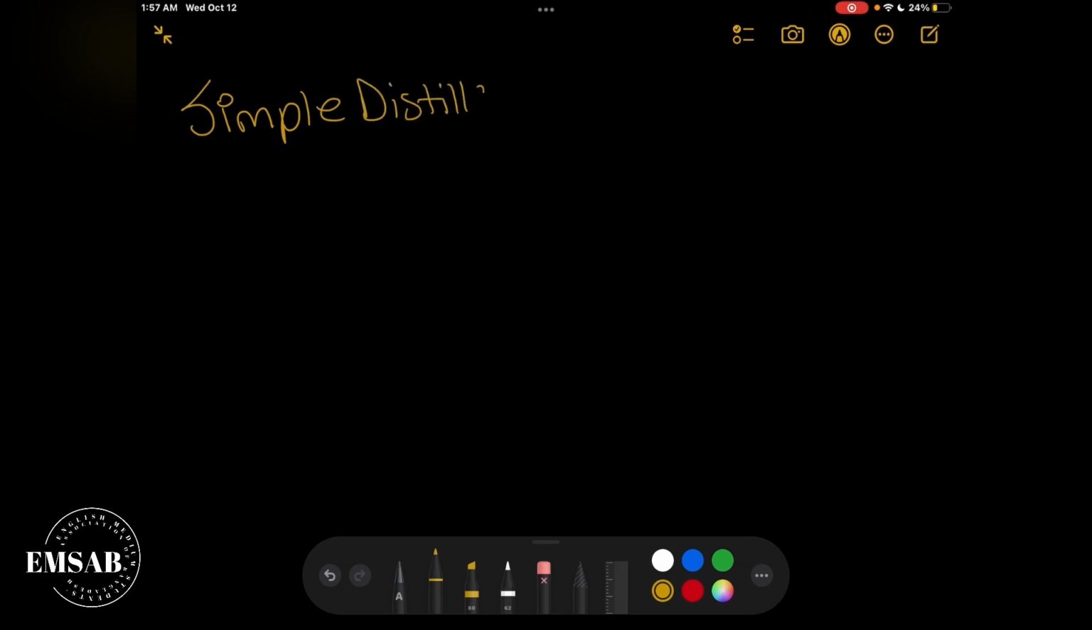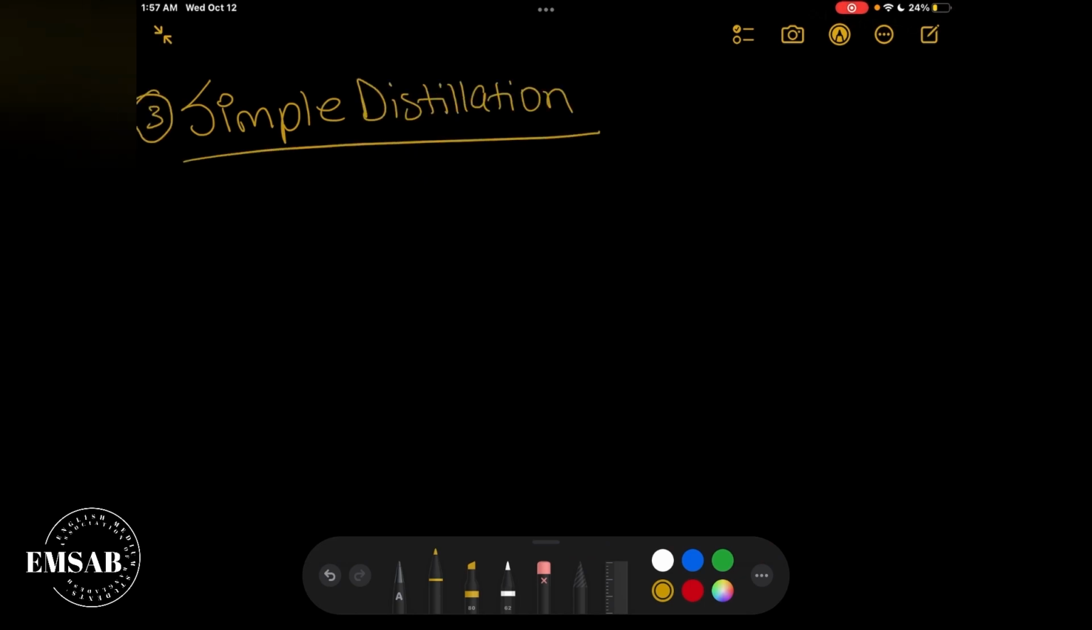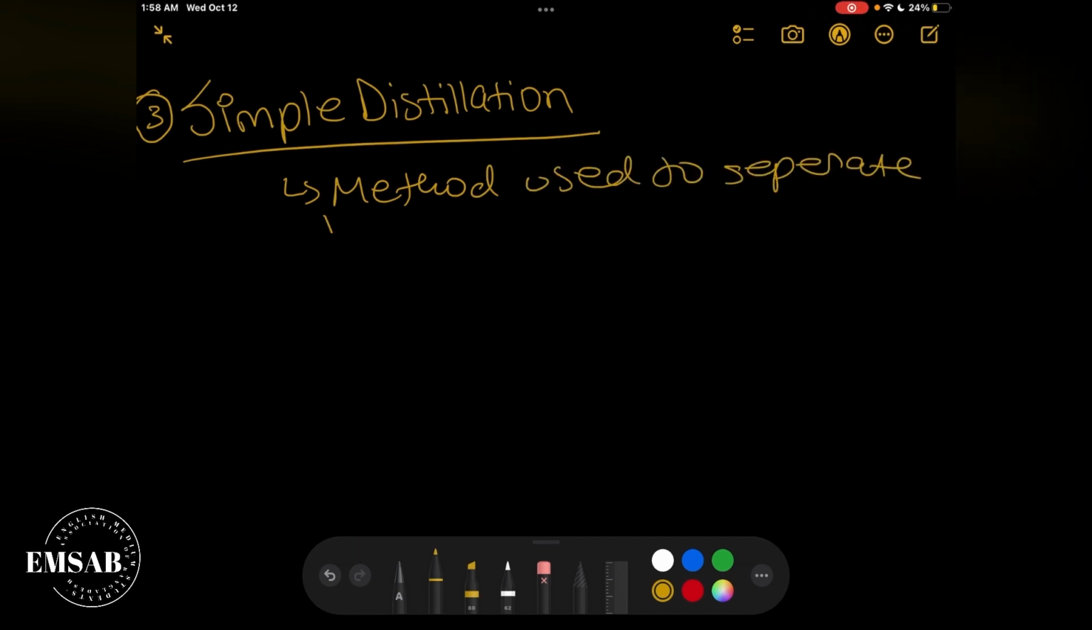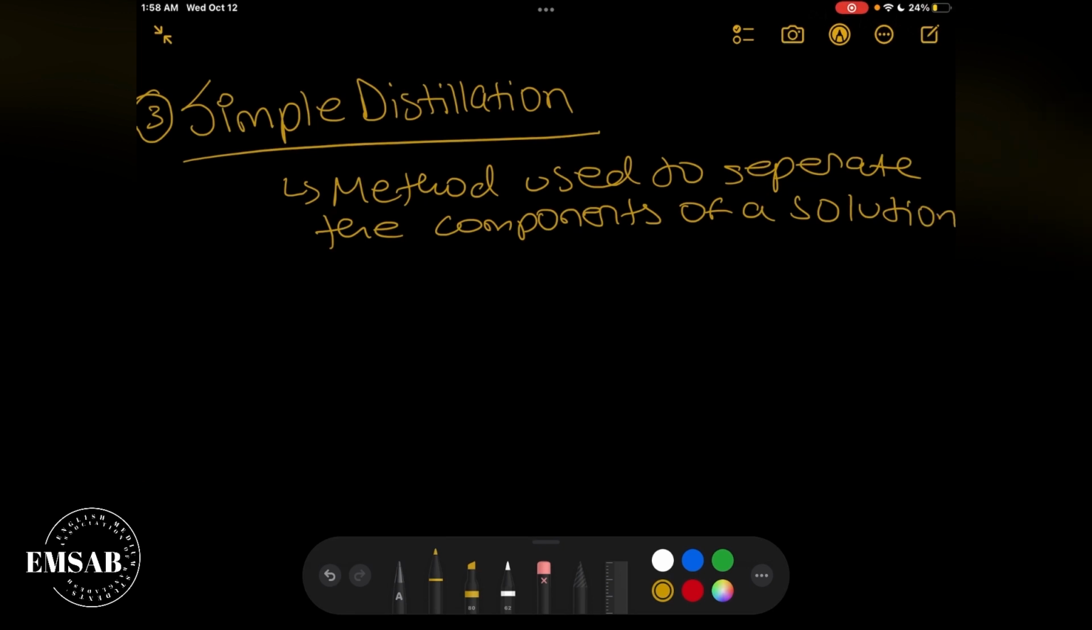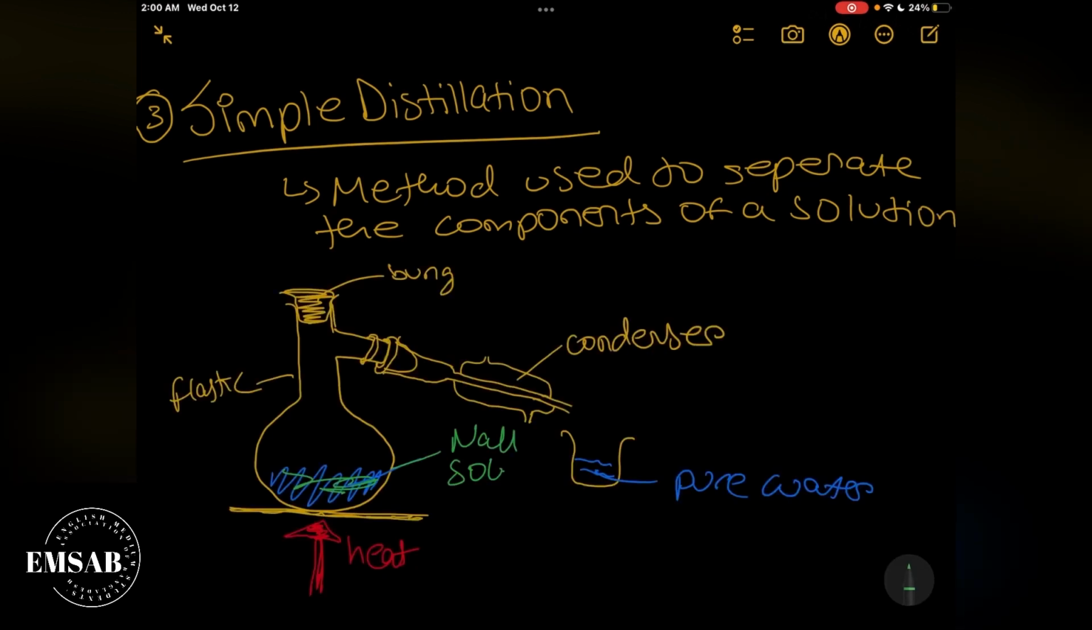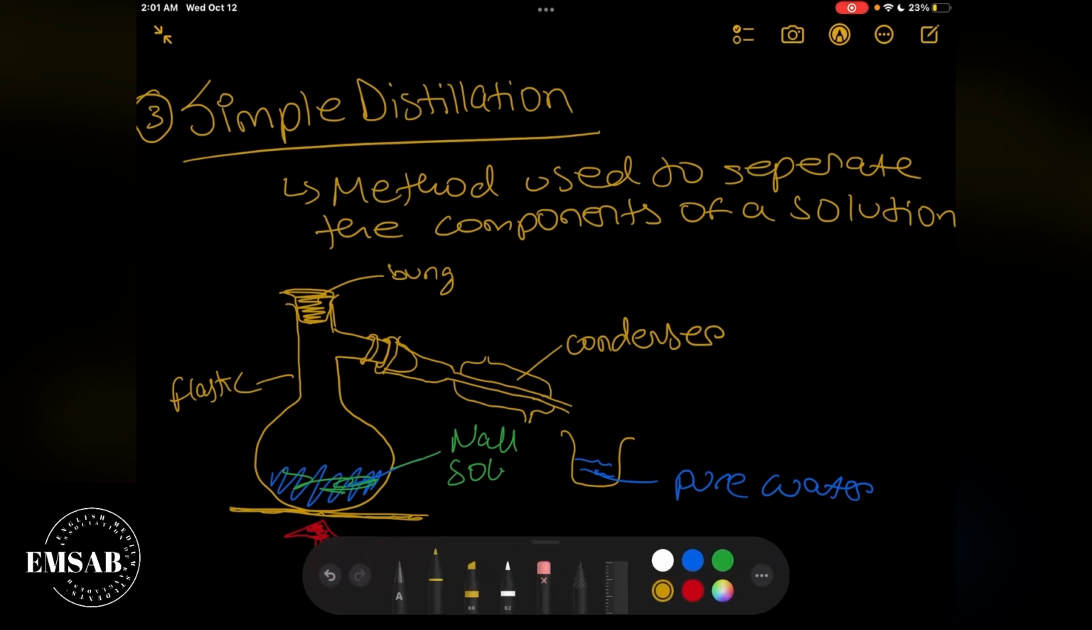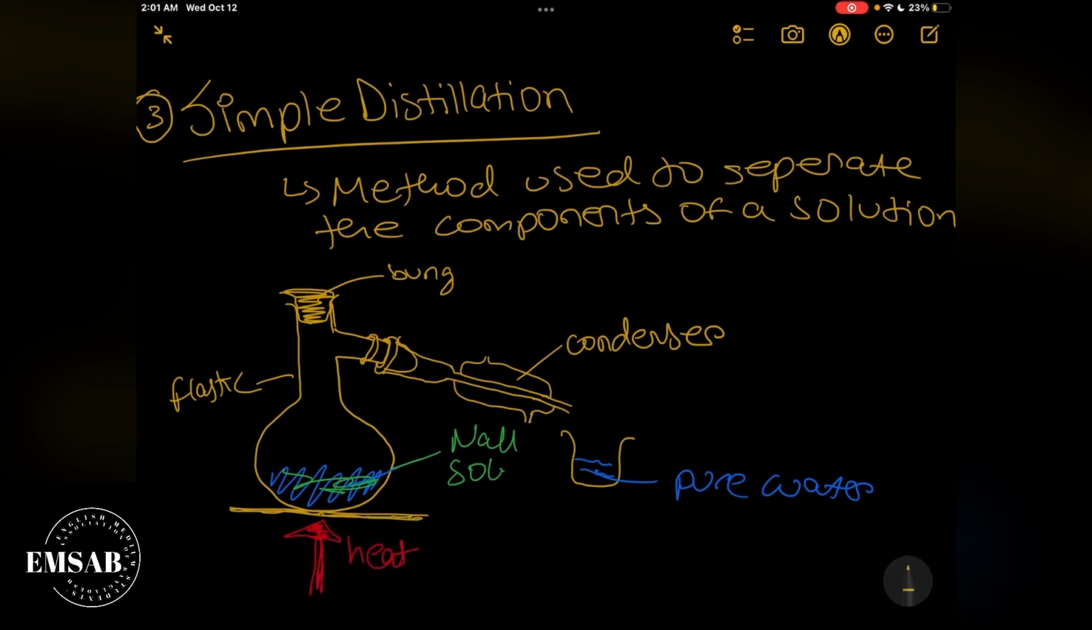Next up, we have simple distillation. Simple distillation is a method used to separate the components of a solution. This is a very simple method. As you can see from the diagram, when heat is applied to the NaCl solution, the water will evaporate and go down the condenser to create pure water.